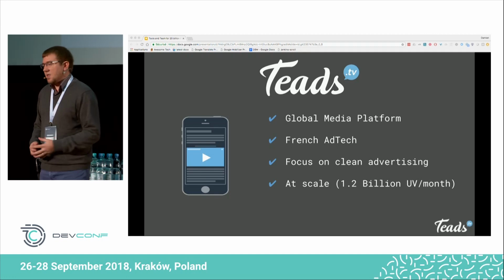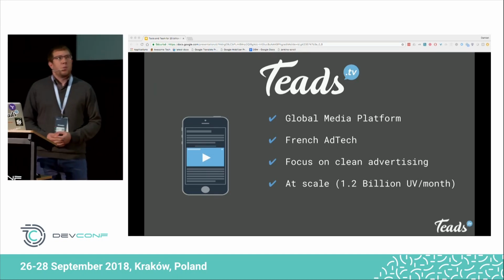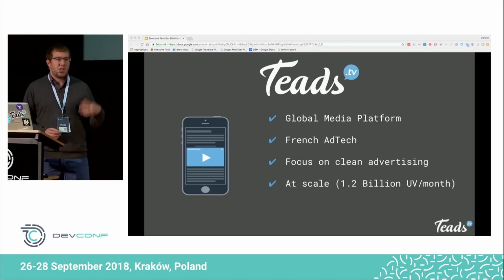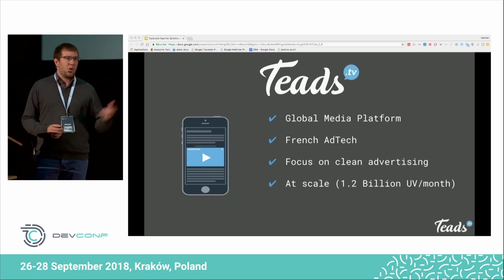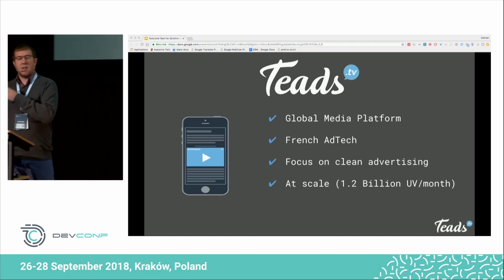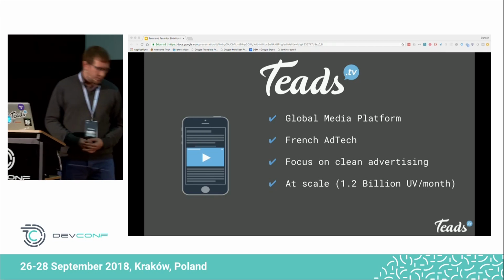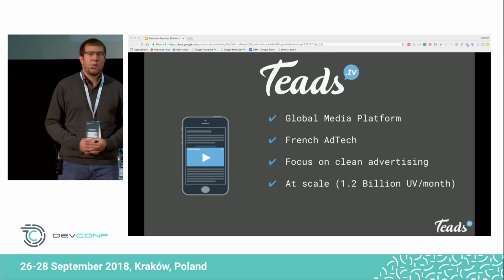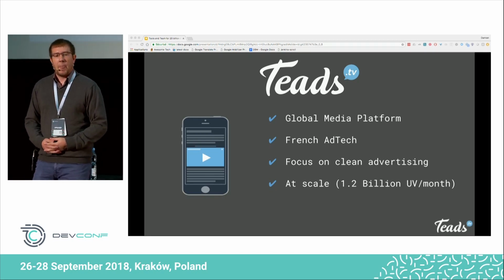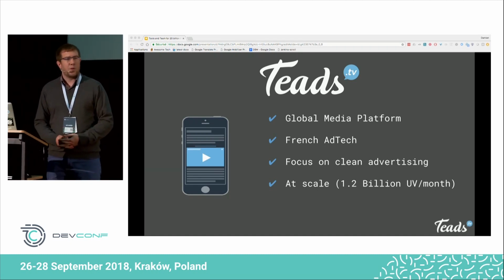Just a few words about Teads. We are a global media platform, which means that we help content publishers, such as newspapers all over the world, monetize the content that they produce, and we help advertisers spread the word that they want to spread on the planet. We're a French company. We were created about 7 years ago. We work in the ad tech business, and we focus on clean advertising.